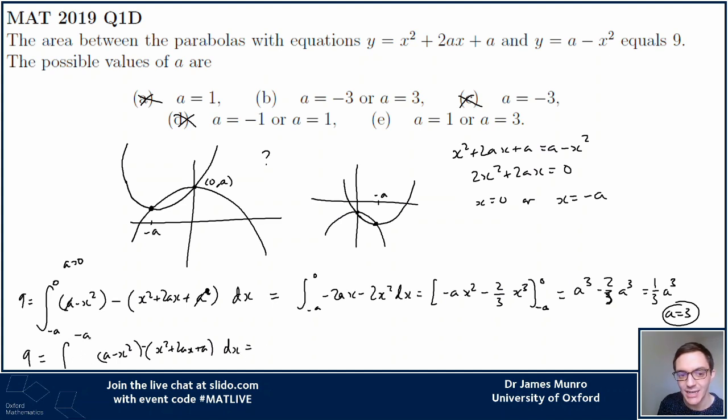And now I'm integrating a as a negative number, and I'm integrating from naught up to minus a. So this is the case when a is less than zero. Sorry, my lower limit there is zero. Integral sign, there we go.